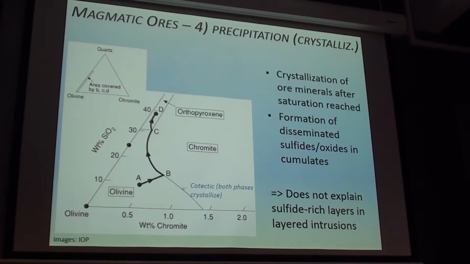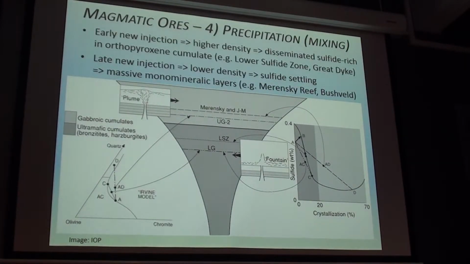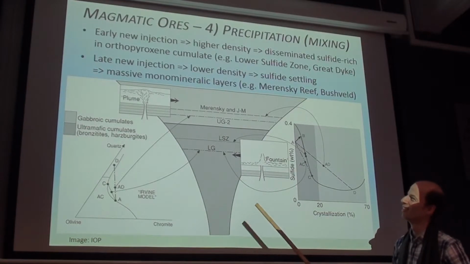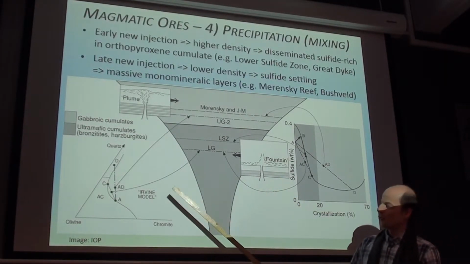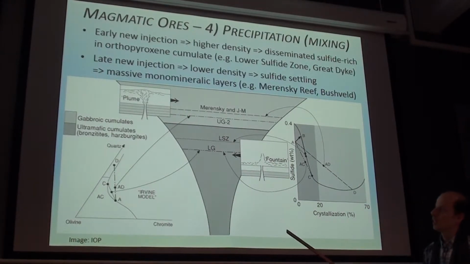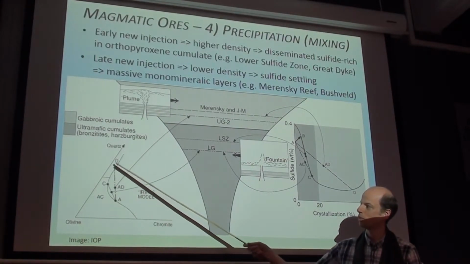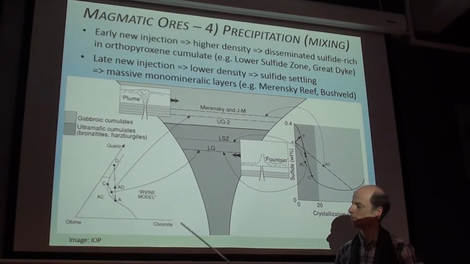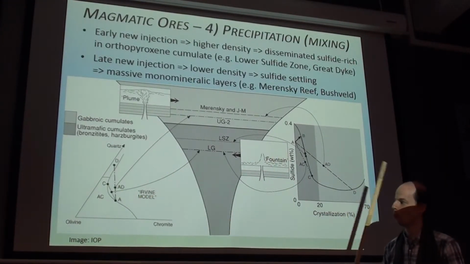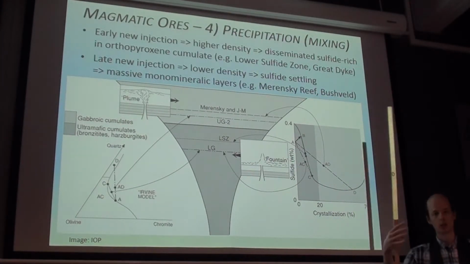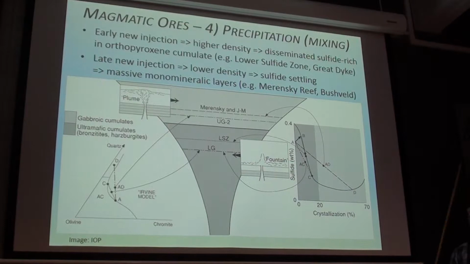But as we saw, that doesn't explain certain characteristics of certain ore deposits. For instance, the massive sulfide and oxide layers, massive, as opposed to disseminated. And in order to form these massive layers, we need a different process, and this can be, for instance, mixing of a relatively evolved and a relatively primitive melt, which saturates the ore phase and causes it to crystallize at once and settle and form these massive layers.